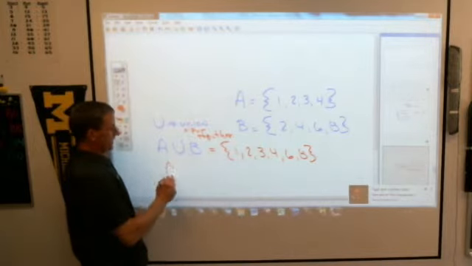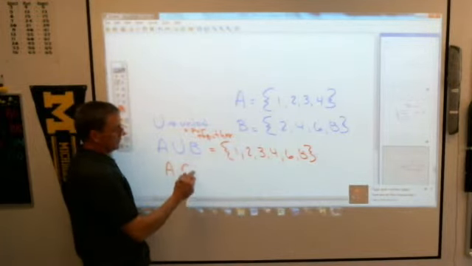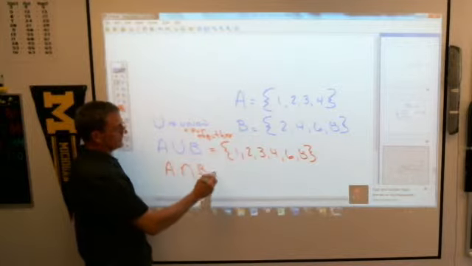Guess what? If it said this with the upside down U, that is the intersection. Anybody want to speculate what intersection is?